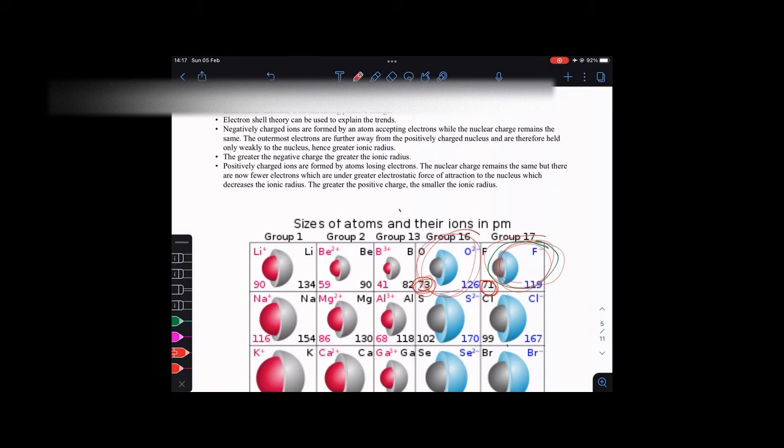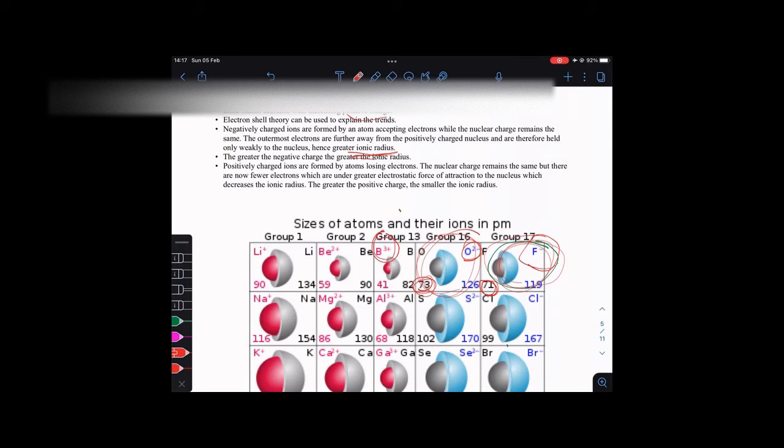Why? Because to get O2 minus, we're adding two electrons, but to get F minus, we are just adding one electron. Negatively charged ions are formed by an atom accepting electrons, while the nuclear charge remains the same. The outermost electrons are further away from the positively charged nucleus and are therefore held only weakly to the nucleus, hence greater ionic radius.